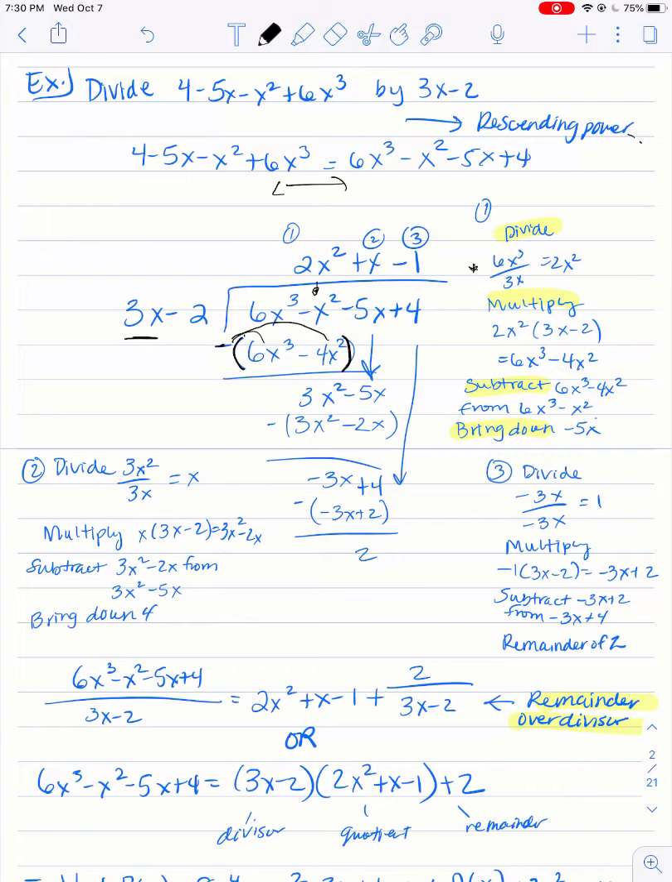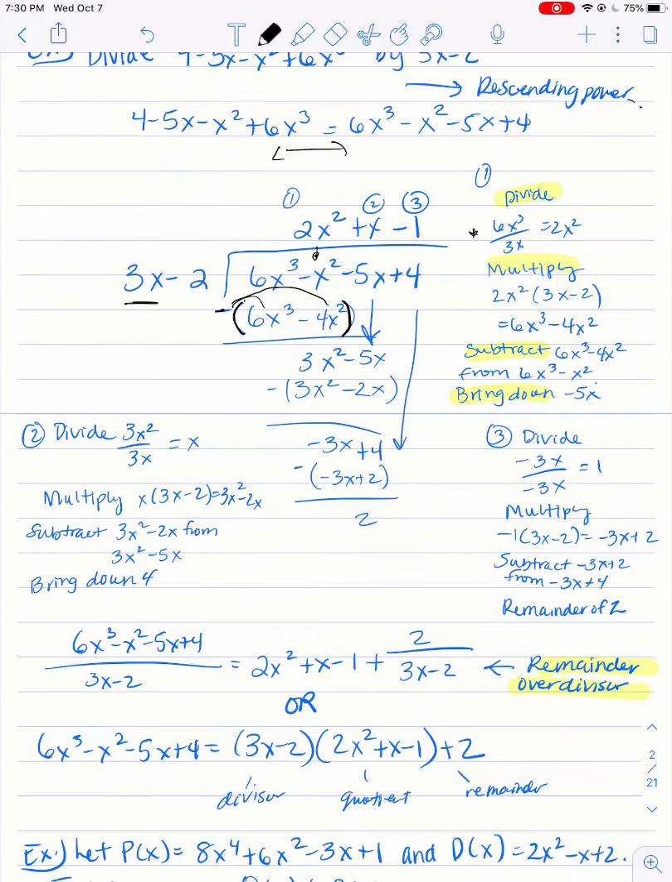So now my second step here is to divide 3x squared minus 5x, because that becomes our new dividend. So I'm dividing 3x squared by 3x, and I get x, so that's my term that I put up here. So then I multiply x times 3x minus 2, and I get 3x squared minus 2x. So that goes here, and then I subtract them, and make sure I put parentheses. And then when I subtract, I get negative 3x, and then I bring down the 4.